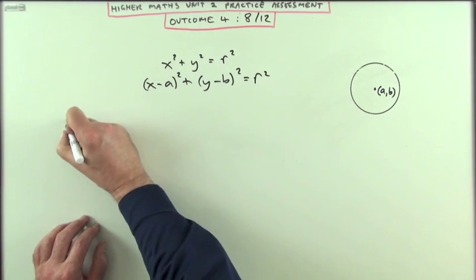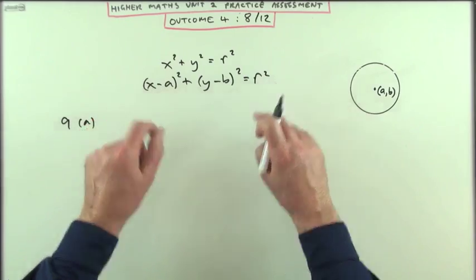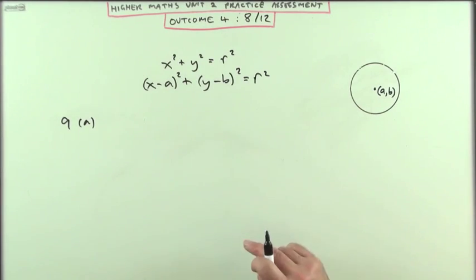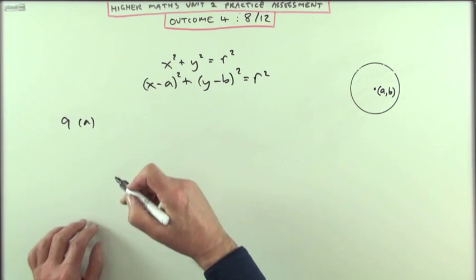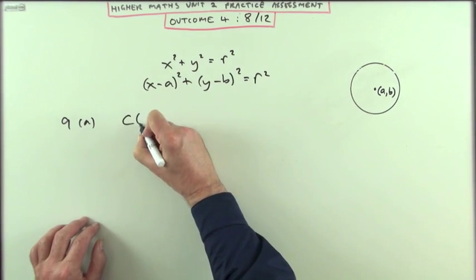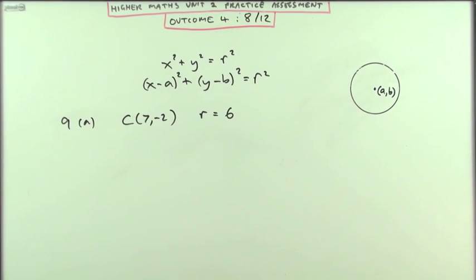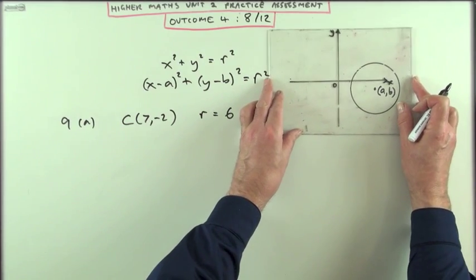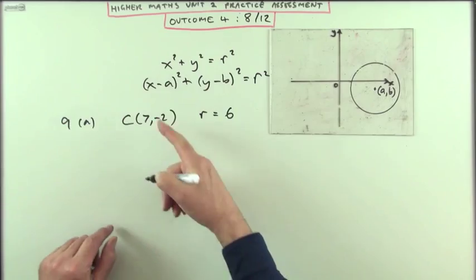So the first question in the NAB, that's question 9 part A, is just to show that you understand this equation. You'll be given the centre of a circle and its radius and asked to write down its equation. So that, for instance, it might say a circle is centred at (7, negative 2) and it's got a radius of 6. What's the equation of the circle? Well, this is its equation.